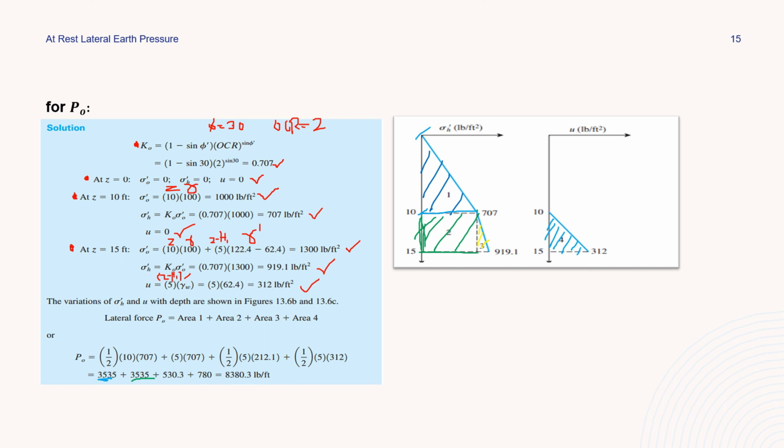So area 3 is a triangle also. 1/2 times 5, times its base of 919.1 minus 707. So that becomes 212.1, and we get 530.3. Lastly, area 4 is the same as area 3, a triangle. So 5 and its base is 312, and we get 780. So our answer, total force per unit length, is 8,380.3 pounds per feet.